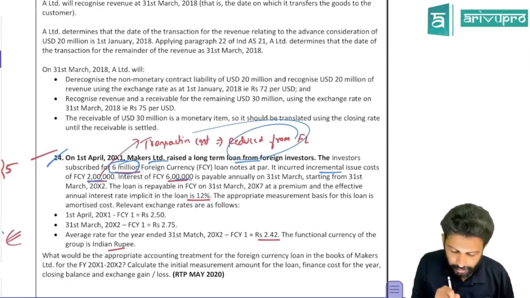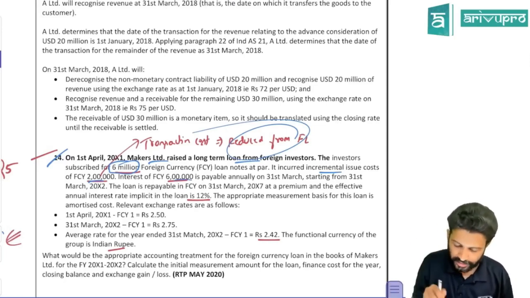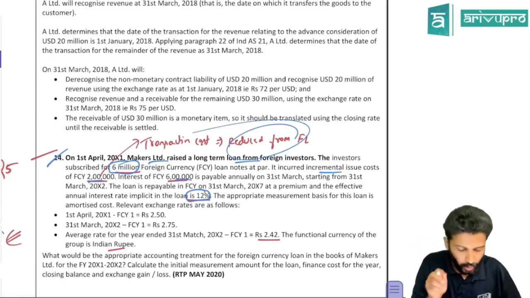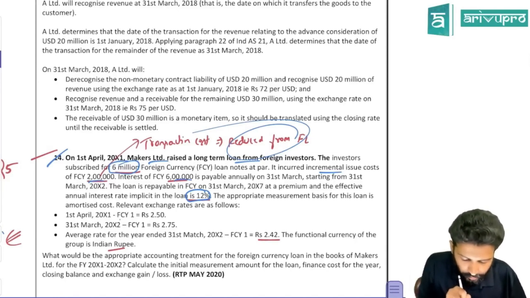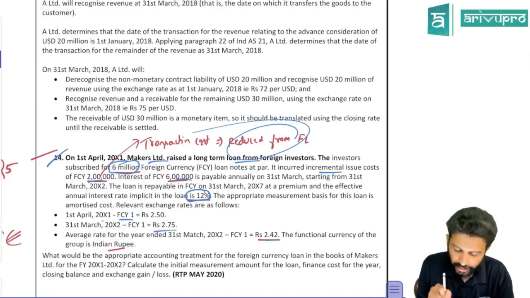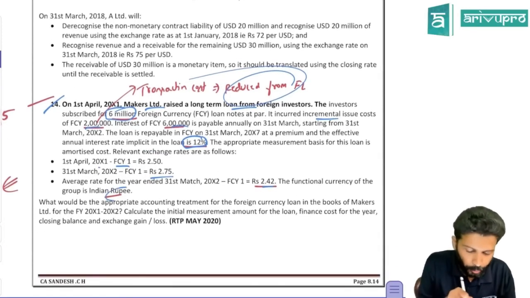Okay, the loan is repayable on 31st March 2087, maybe about 6 years' time. That's okay. IRR is about 12%. Loan means obviously you need to do an amortised cost table, no sir. For that they've given all this. Okay. So the exchange rate they've told is one foreign currency is equal to 2.5 Indian rupees on 1st April. On 31st March, one foreign currency is 2.75. Average rate is 2.42. Functional currency of the group is Indian rupees.